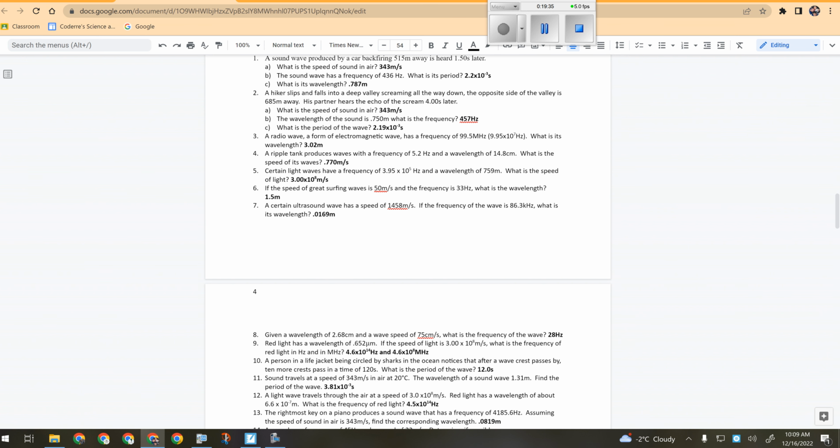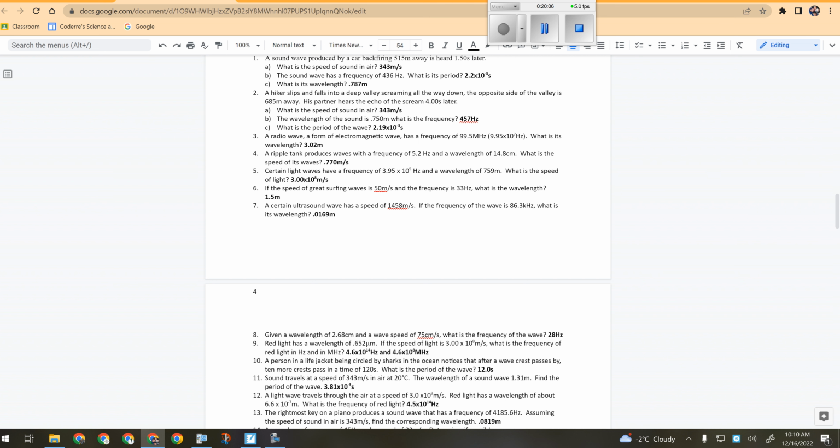Something that hasn't come up yet, but just in case, radio waves. How fast do radio waves travel? Speed of light. Anytime you have an electromagnetic wave, a light wave, a radio wave, a microwave, anything that's light, the speed of the waves is the speed of light, which is under other useful constants on your formula sheet. It is 3.00 times 10 to the 8 meters per second.